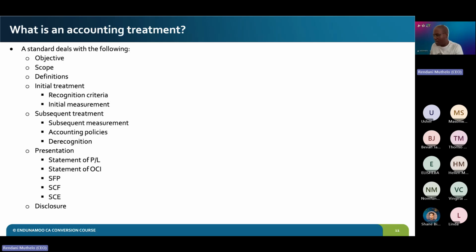Okay, let me open IAS 1. What does this do? Oh, I see. IAS 2, oh, I see. IAS 10, oh, I see. So understand what each and every standard does. So that's the objective.